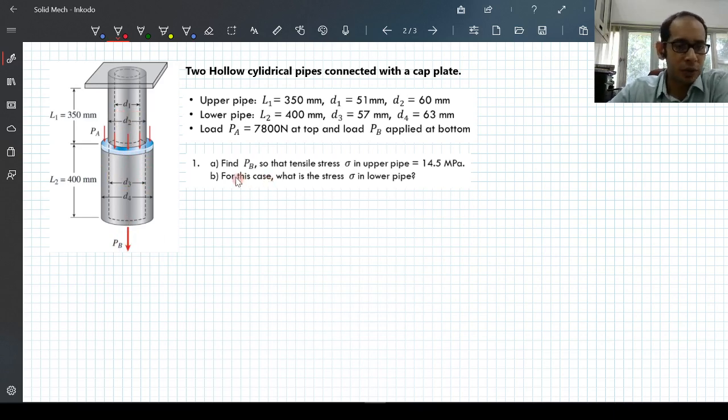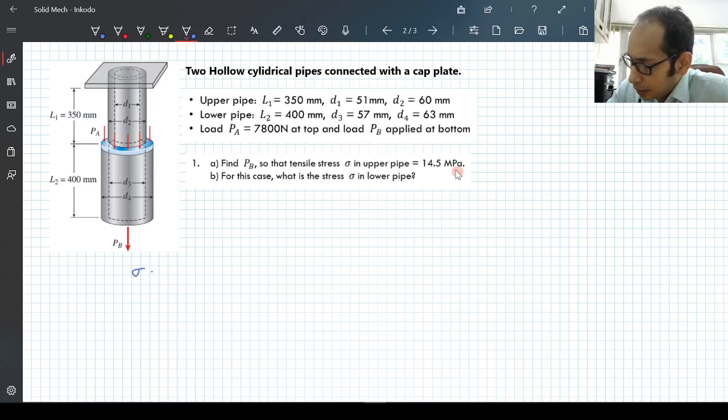Okay? So the first question asks that find PB so that the tensile stress sigma in the upper part is 14.5 MPa. Now we remember from the discussions we had before that our sigma is nothing but P divided by A. This is the general formula of calculating the stress, right? Now we are calculating the stress, remember, for the upper pipe.